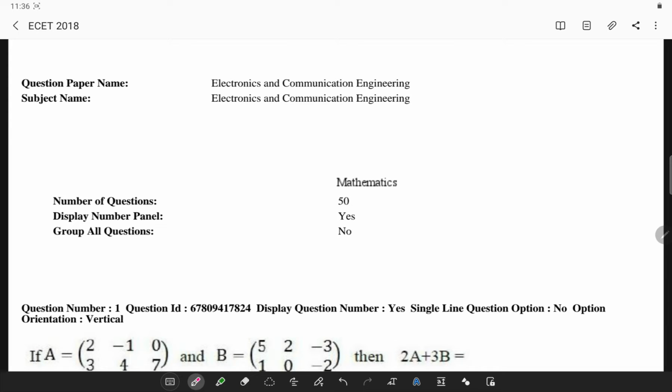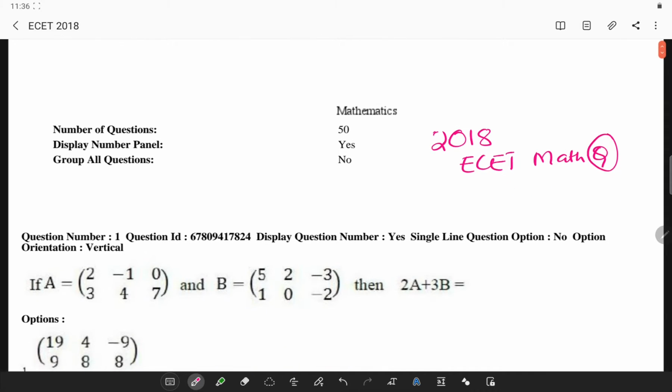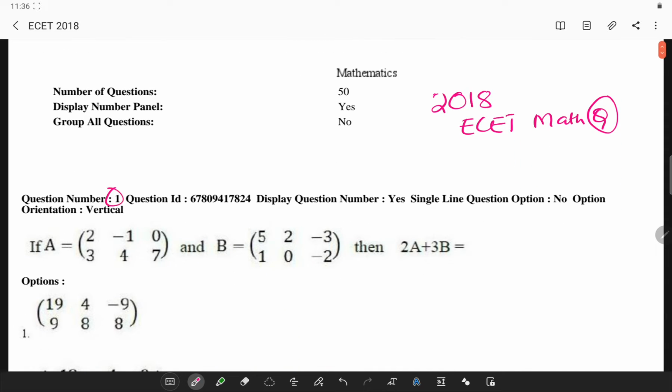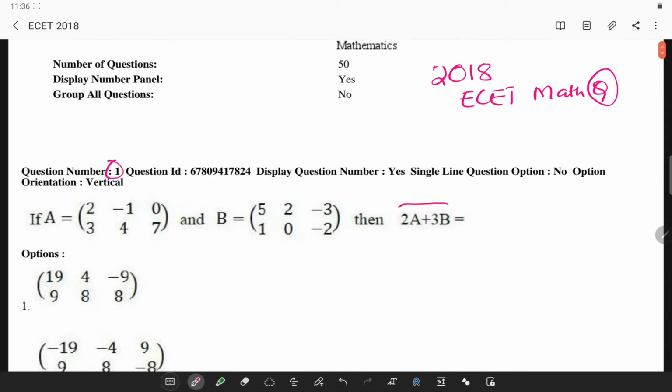Hi friends, so today let's solve 2018 ECET maths questions. So let's get back to question number 1. Here you are supposed to calculate the value of 2a plus 3b.